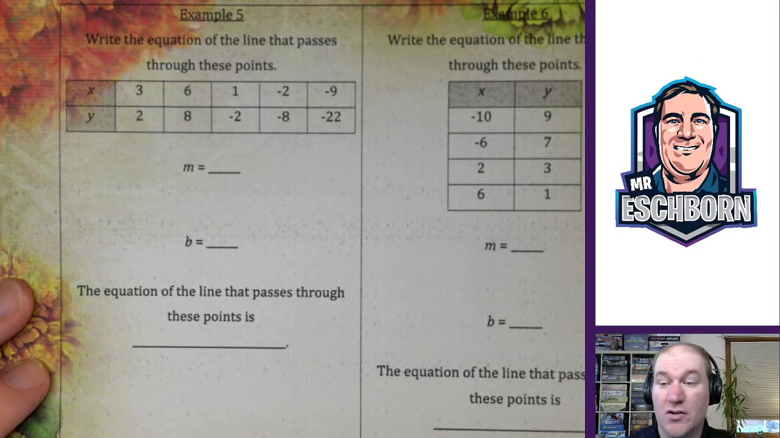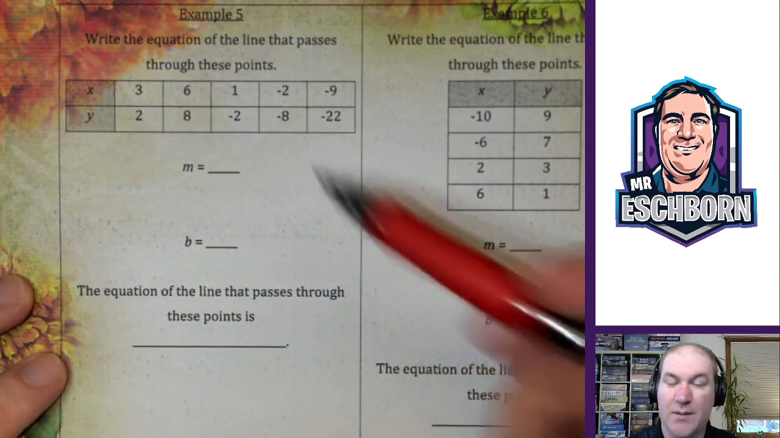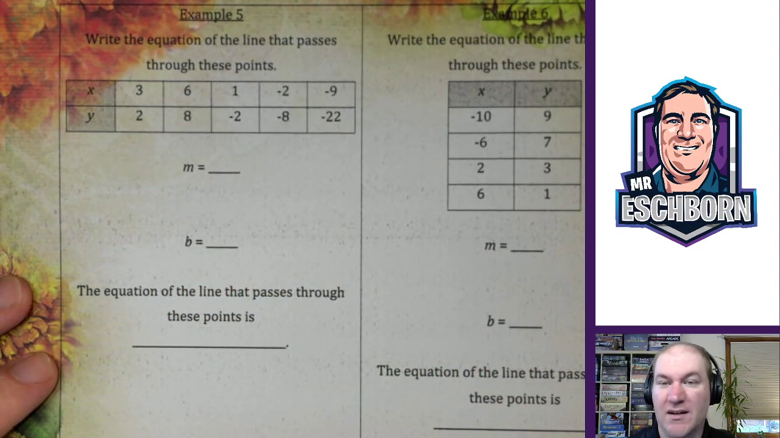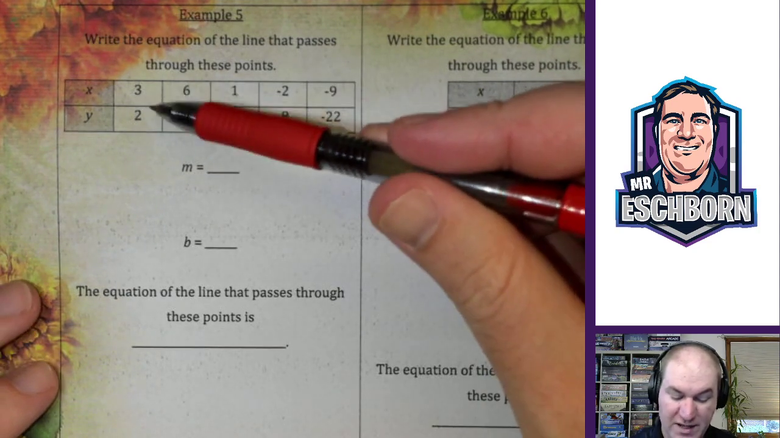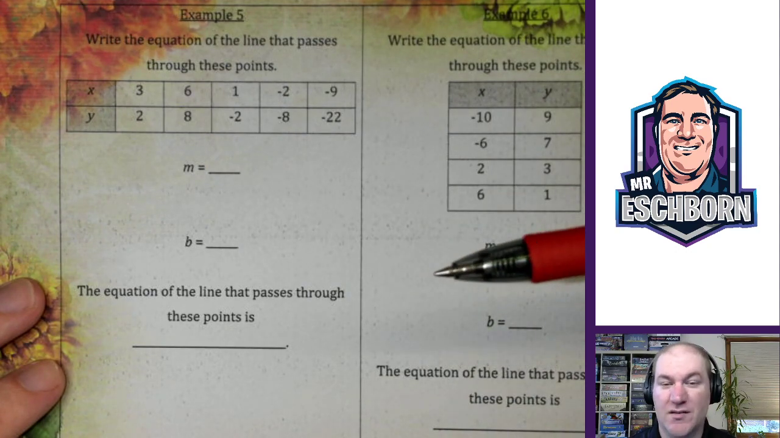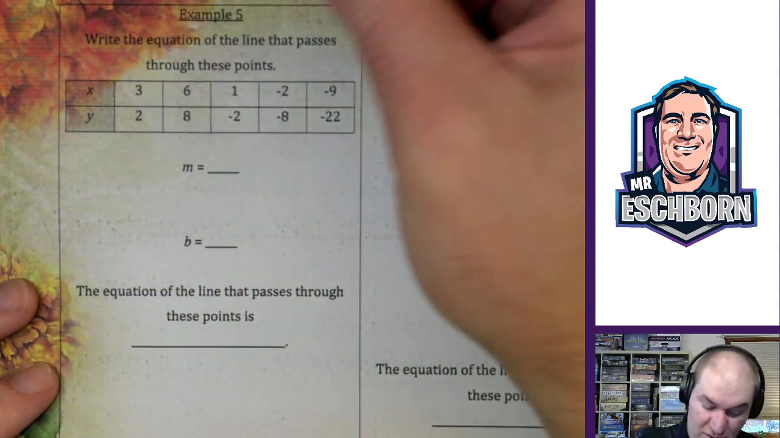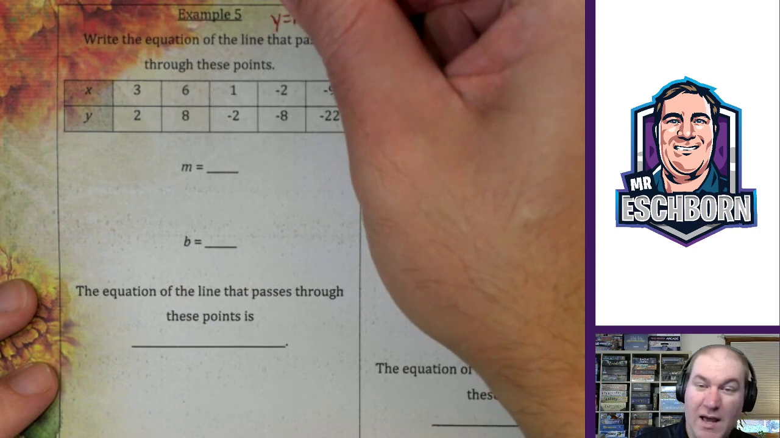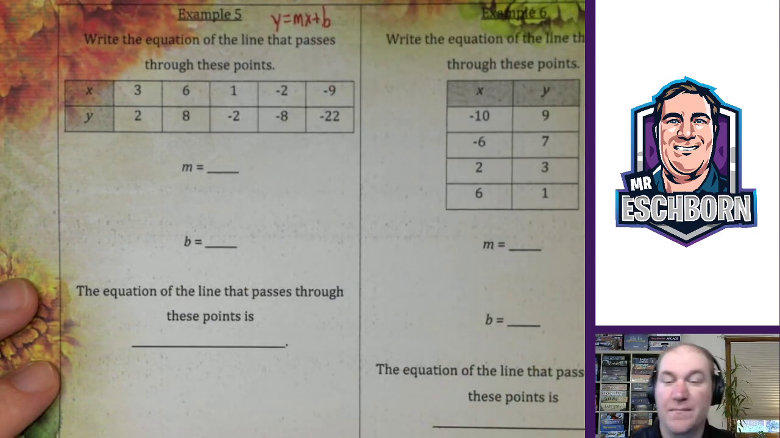In today's video, we're going to do a continuation of what we did yesterday, which is taking a table of values and representing it as a linear equation. So yesterday we learned how to take 2 points from this table to calculate the slope and the y-intercept and write it as an equation in this format, y equals mx plus b.